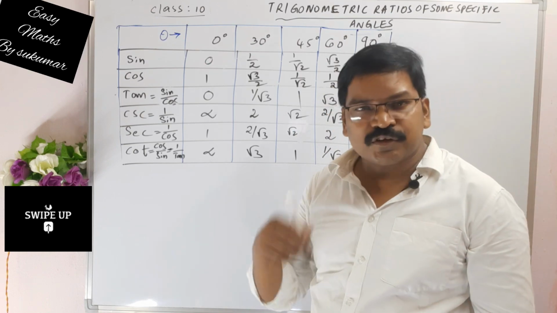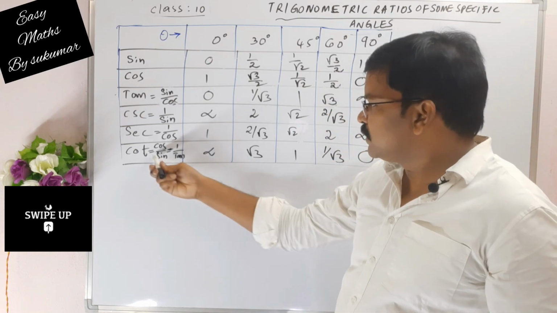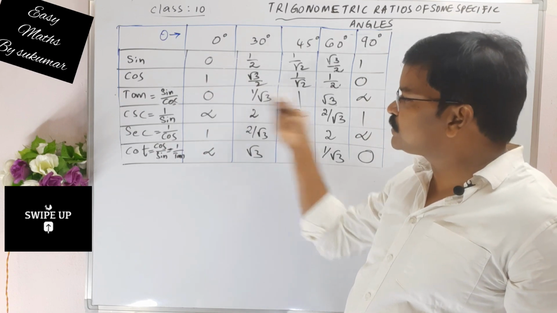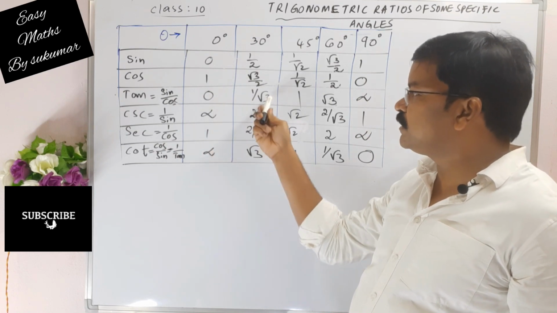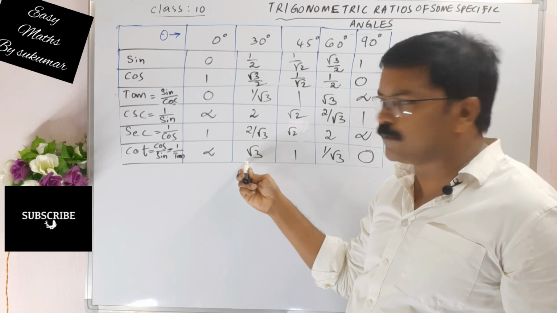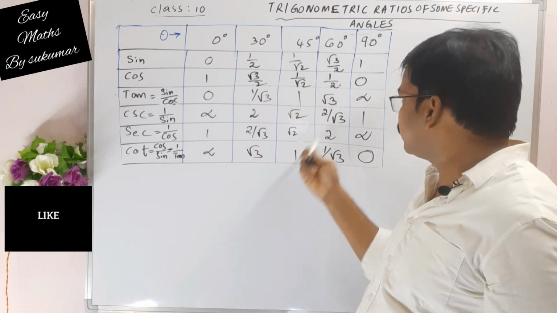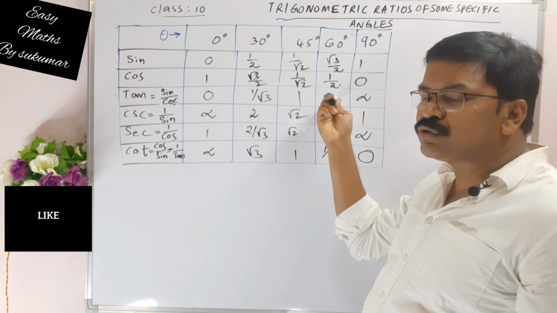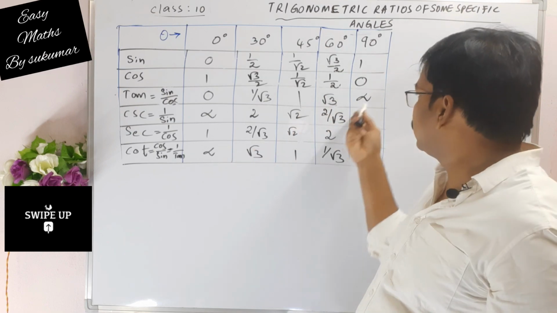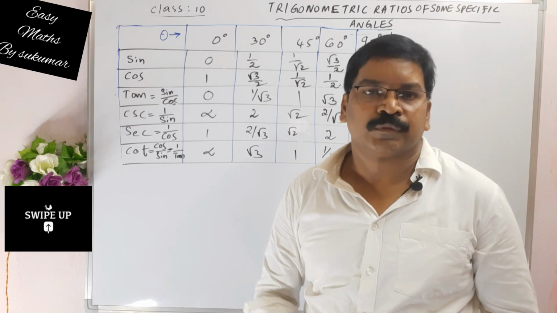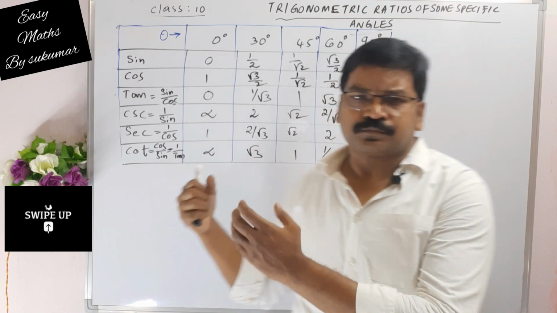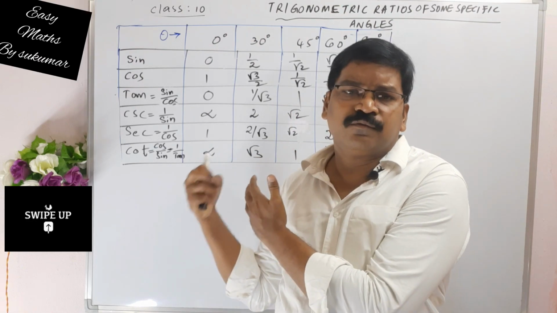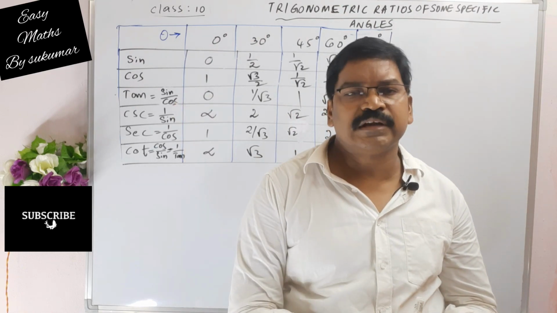Coming to cot, my dear students, here just make it reverse of this tan. 1 by 0, infinity. Root 3 by 1, root 3. 1 by 1, 1. Here it is root 3, just write 1 by root 3. 1 by infinity, 0. Okay, I hope you understand well about this trigonometric table.